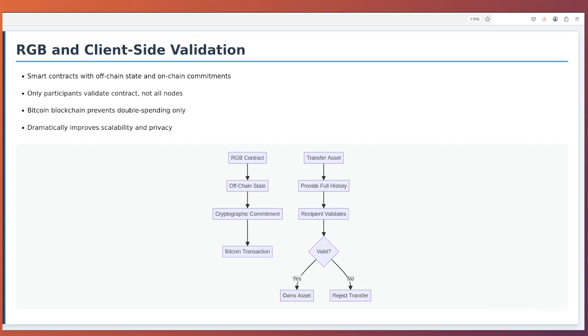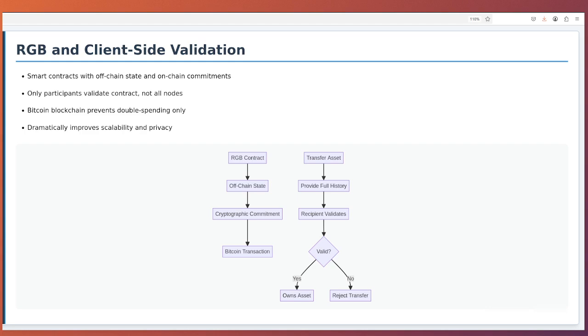RGB contracts define state transitions through a directed acyclic graph of operations. Each operation references previous operations and produces new state. The contract history forms a chain, but only participants need to know the full history. The Bitcoin blockchain contains only cryptographic commitments to state transitions, typically as 32-byte hashes embedded in transaction outputs.